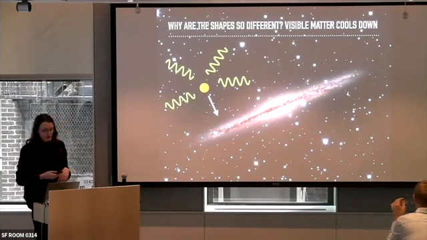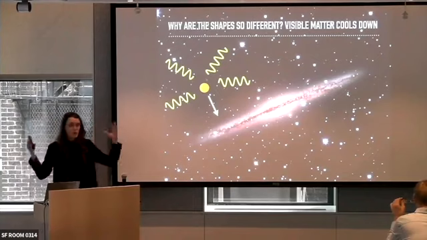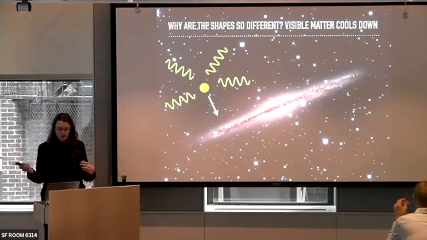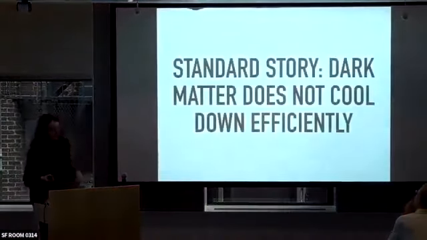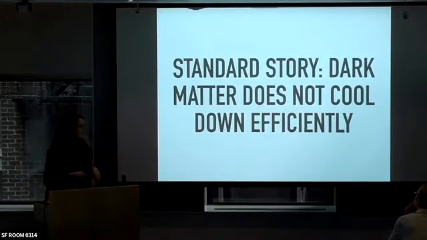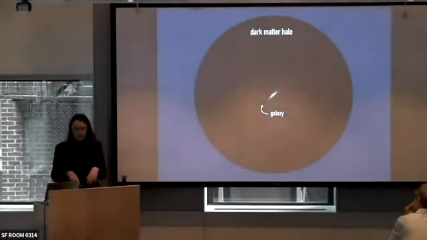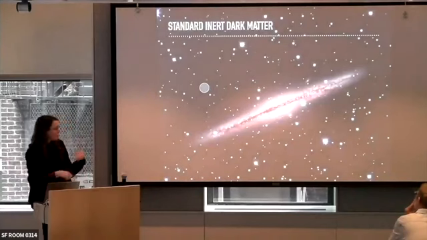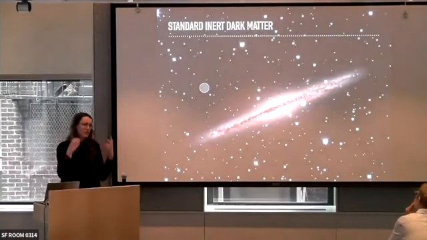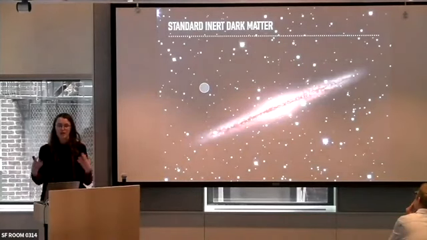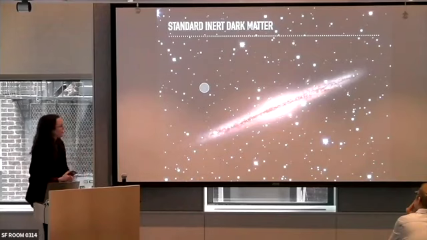And the standard story that explains why the disk looks so different from the big puffy dark matter halo is that dark matter does not cool down so efficiently. And so that's why you have this kind of morphology. The dark matter is just inert, it's just kind of passing through, and it's only interacting gravitationally, so it's never able to lose energy and shed energy.